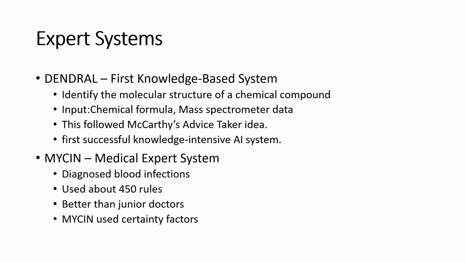Initially, the program tried to generate all possible molecular structures, predict the spectrum of each, and then compare with the real one, but this was completely impractical. That means there were too many possibilities. So they discussed with an expert chemist. The chemist said, we don't try everything. We look for patterns in the spectrum. Then patterns indicate substructures. So once a substructure is known, the number of possible molecules reduces dramatically.